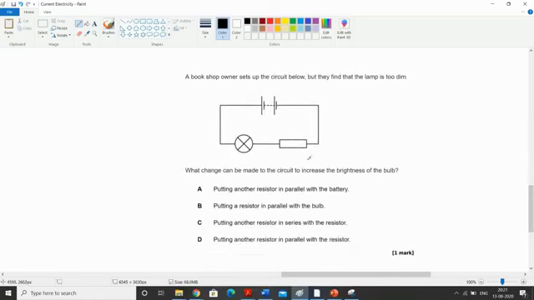Next, a bookshop owner sets up the circuit below, but they find out the lamp is too dim.